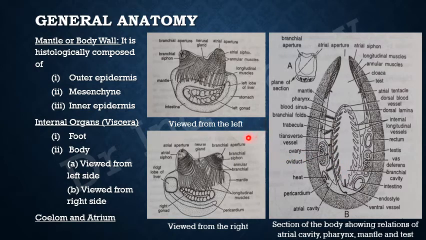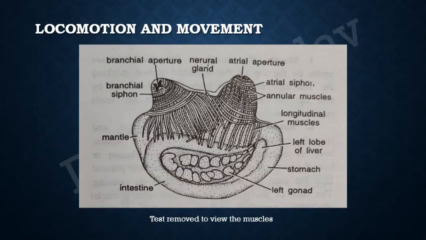Now let's come to the locomotion and movement of the animal. For this we have to go to the other slide, and this is nothing but the same diagram which was showing the left view of the animal. This diagram I have taken for explaining the locomotion and movement because the muscles are very clear in this diagram. Now you can see there are two sets of muscles very clearly visible in this.